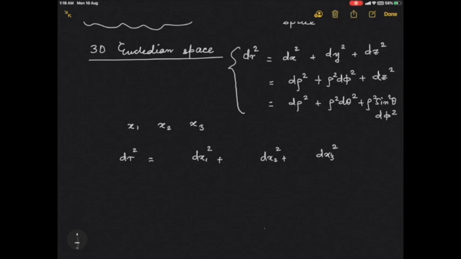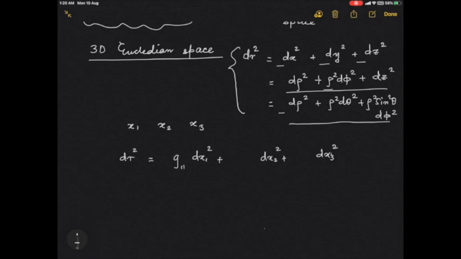Now, if you look at these different examples, in the first case, the coefficient of dx1 square is 1, dy square is 1, and dz square is 1. Second case, the first one is still 1, but the second one has rho square. So the coefficients of the square of the differentials can be anything actually. And let us write them in a certain form.